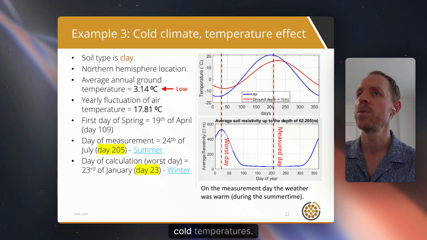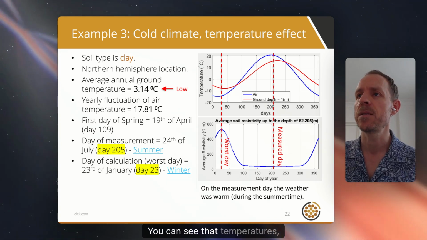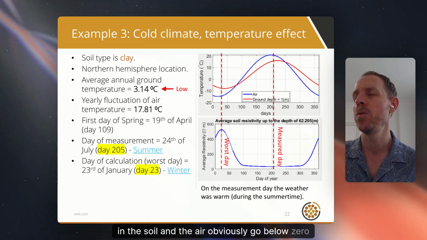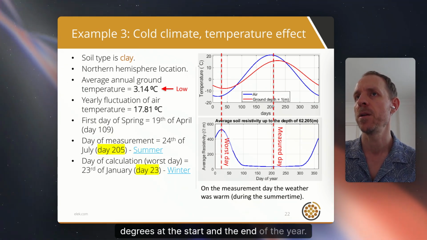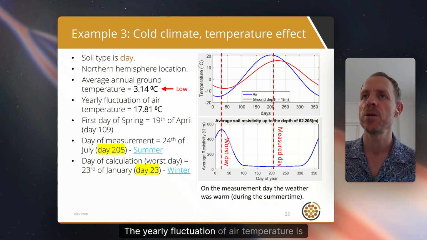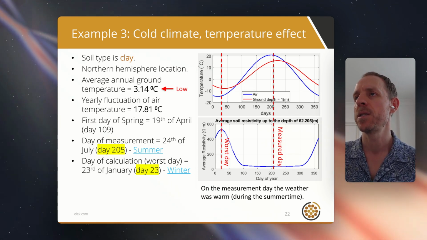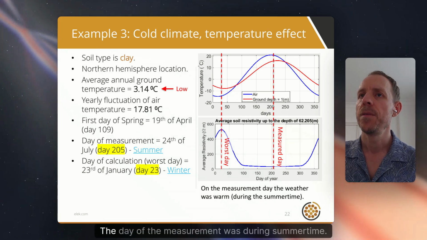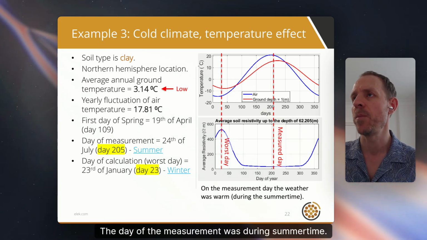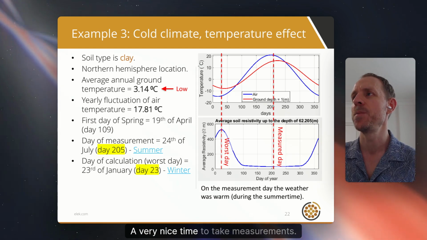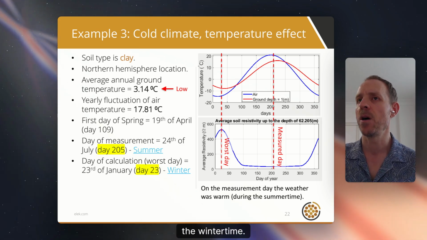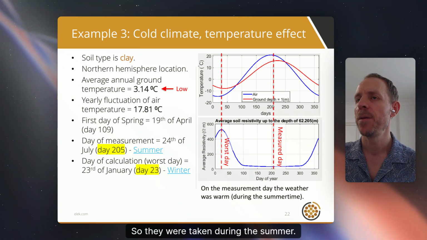So cold temperatures. You can see that in the soil and the air, obviously, it goes below 0 degrees at the start and the end of the year. The yearly fluctuation of air temperature is around 17 degrees. The first day of spring is the 19th of April. The day of the measurement was during summertime, a very nice time to take measurements. I would suggest that it's probably almost impossible to take measurements during the winter time. So they were taken during the summer.